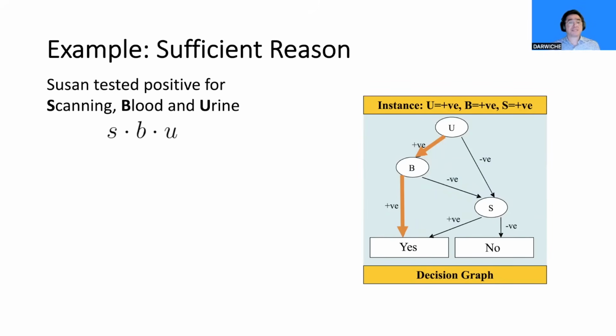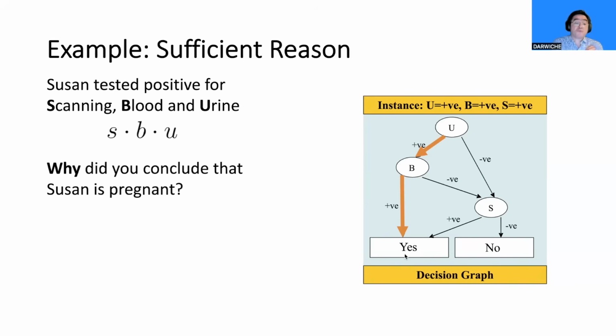And let's start with a simple example because we already have it. In this case, we have a patient, Susan, who tested positive for scanning, blood and urine. So we can view it as this particular instance, 3 simple literals. This says that scanning is positive, blood is positive, urine is positive. Now if you look at the decision tree, or graph, the decision is yes. And then we say, why did you conclude that Susan is pregnant? And now we want to compute the sufficient reasons.